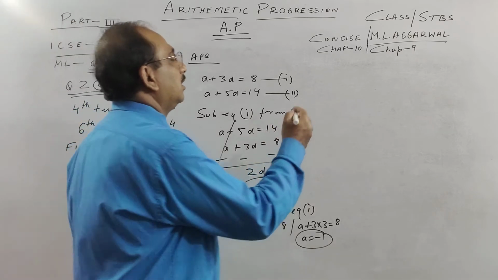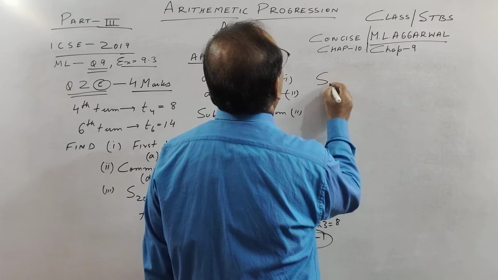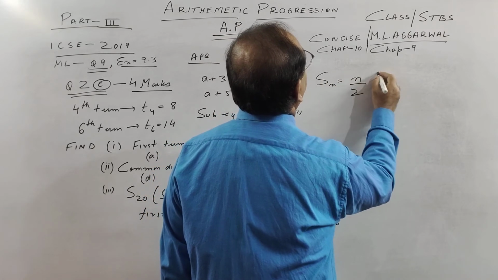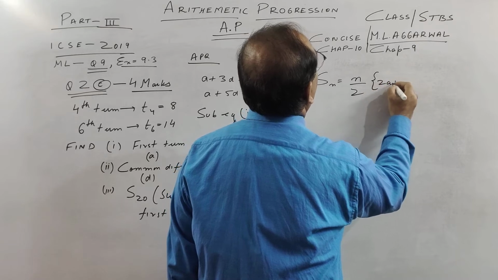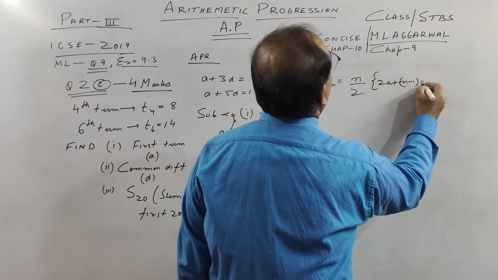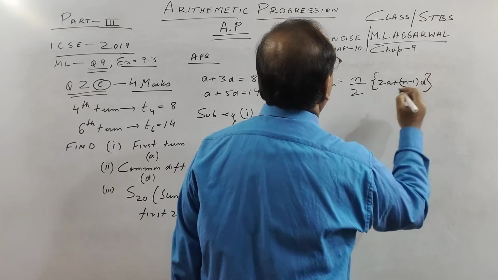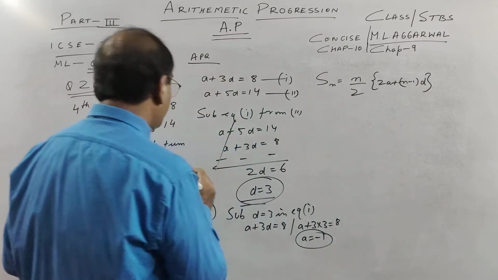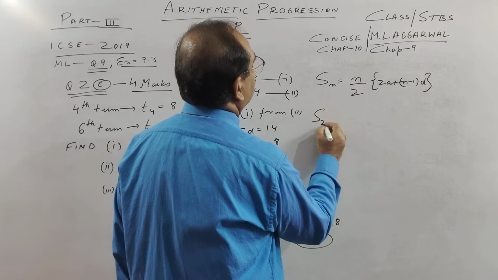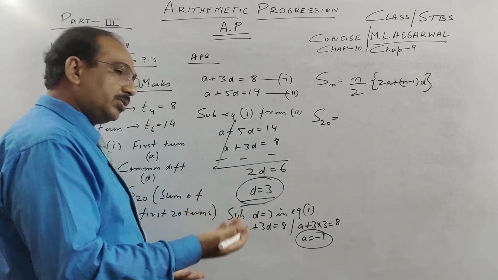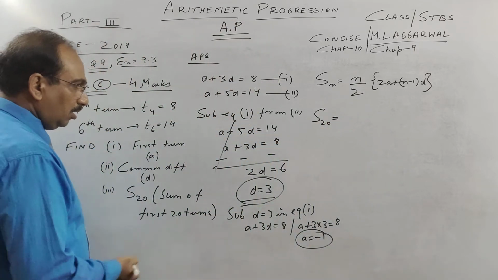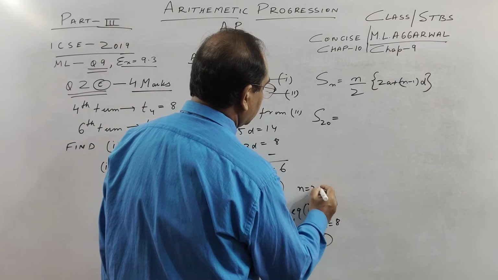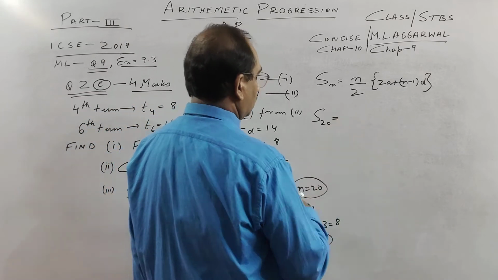So S20, let us see. So you know the sum of n terms is n by 2, 2a plus n minus 1 d. So this is what we have seen. We have to find the sum of 20 terms, so we write S20. n means 20 terms, children. If you see here, what is n? n is 20 over here. Okay, for this part of the question.